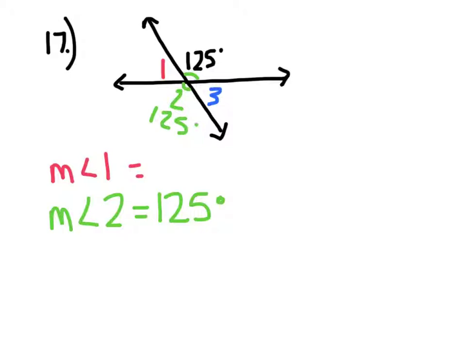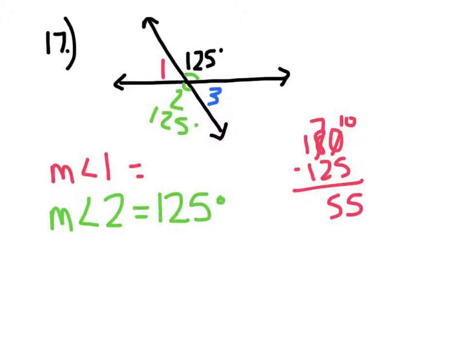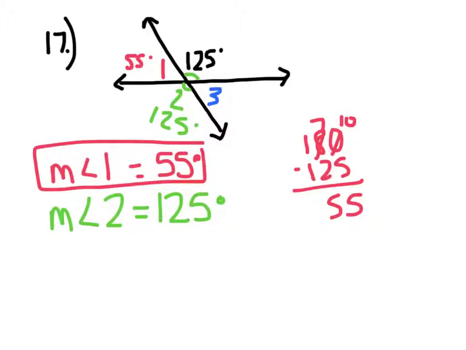So the measure of angle 1, well, when I look at this, I see that angle 1 and this angle right here, this 125, together are a linear pair because they're adjacent supplementary angles. Well, I know that they have to add up to 180 degrees. So I can take 180 minus 125, and I get 55 degrees. So the measure of angle 1 is 55 degrees. And I always write it back out down here like I did. The ones in the picture are just kind of there to help me as I finish the rest of these.